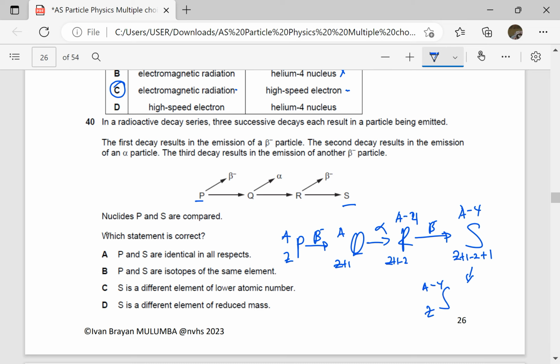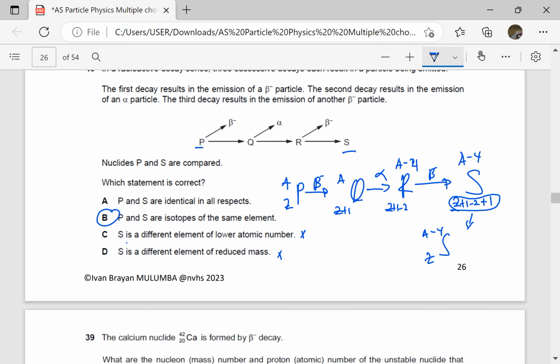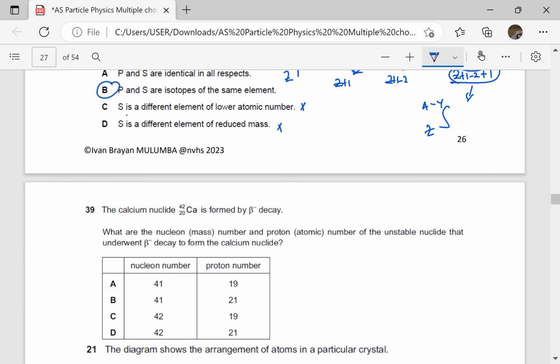So P and S are isotopes of the same element. S is a different nuclide of reduced mass. So the answer is going to be B. P and S are isotopes because the total number of protons is Z. So the proton numbers remain the same, or we have gone back to the same proton number.